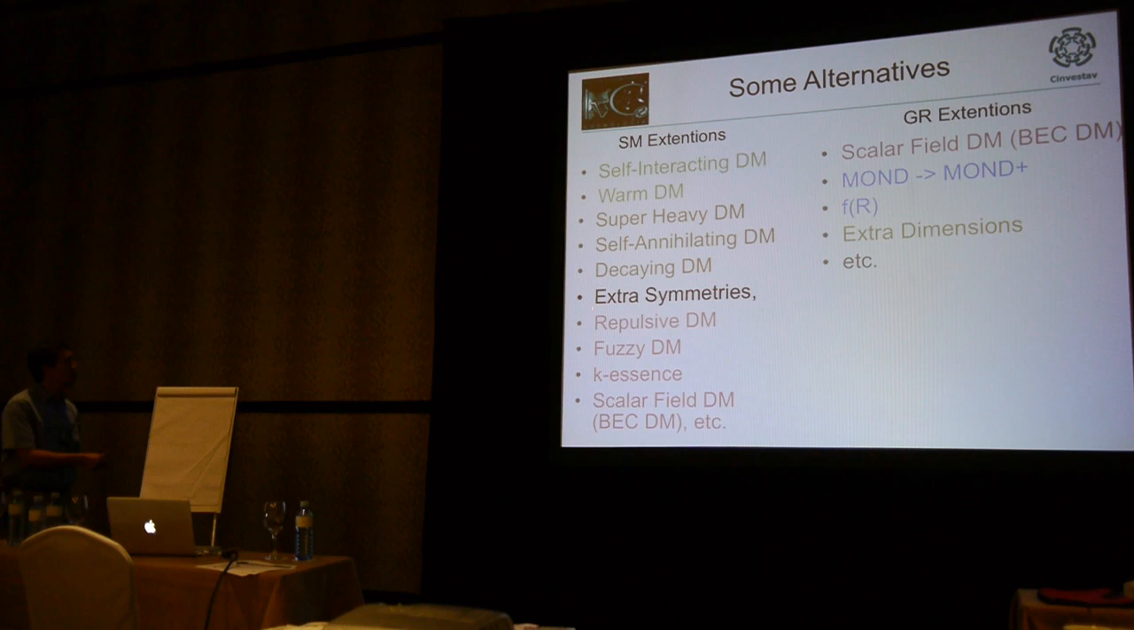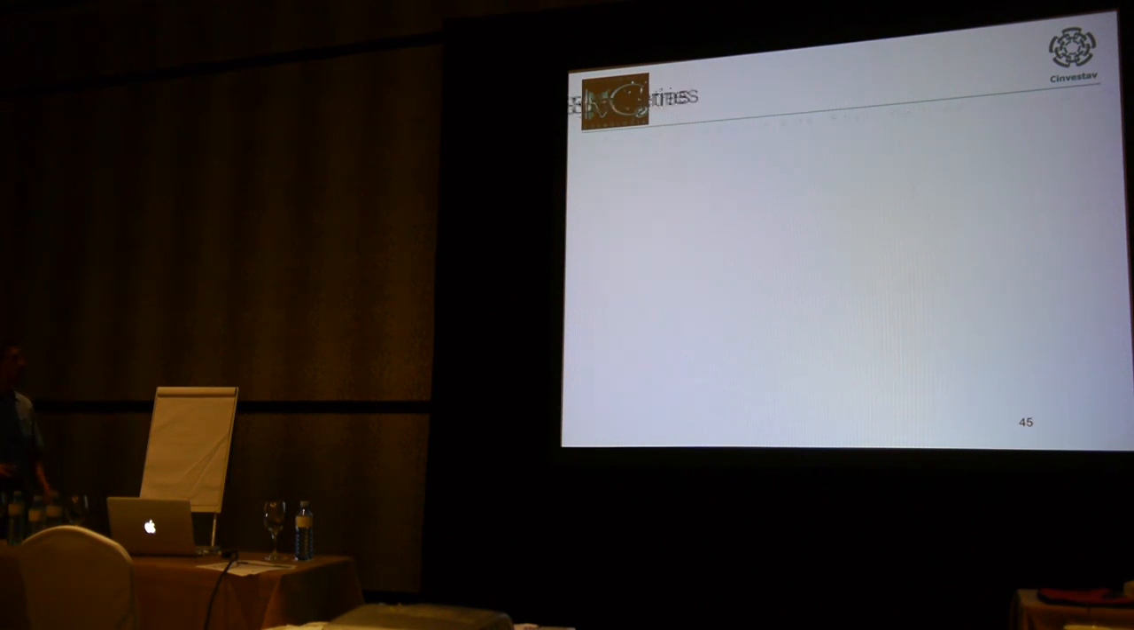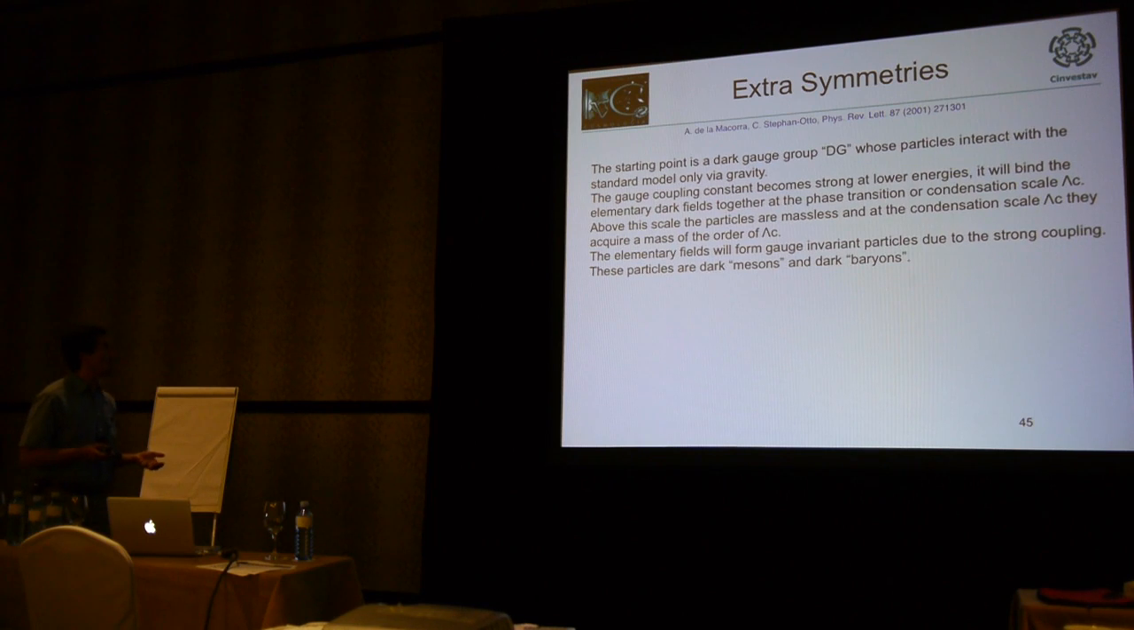Well, let me speak very shortly about extra symmetries. In principle, the MSSM model is a kind of these models with extra symmetries. We are taking the standard model and adding the supersymmetric group to it. But there is a simpler way to do that. Why not start with a dark gauge group, whose particles interact with the standard model only via gravity? This is very, very simple. Therefore, this is very beautiful because this model is very simple.